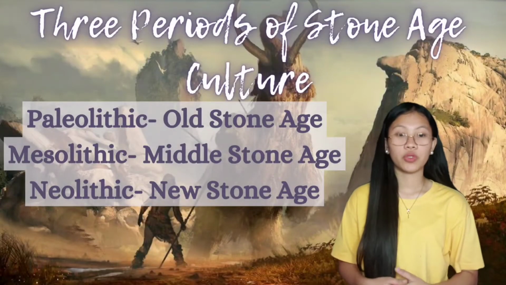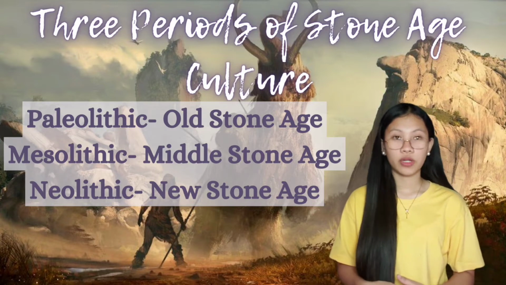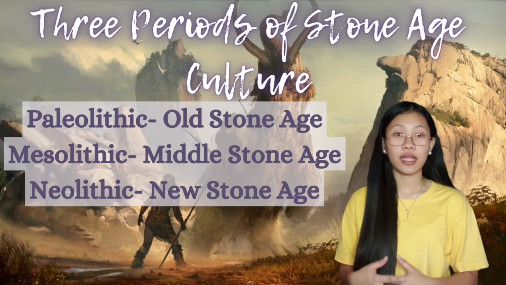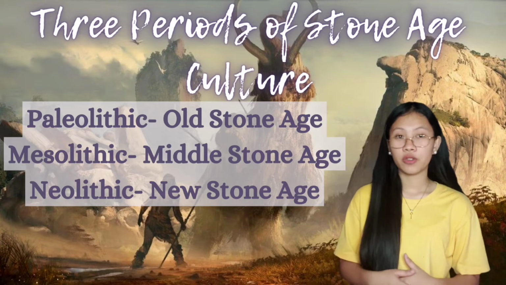The Stone Age culture has three periods, namely Paleolithic or the Old Stone Age. Second is the Mesolithic or the Middle Stone Age, and lastly the Neolithic or the New Stone Age. We will discuss the three periods one by one.